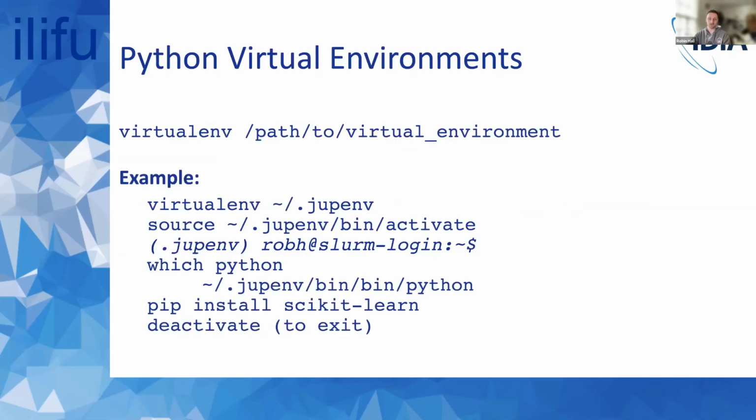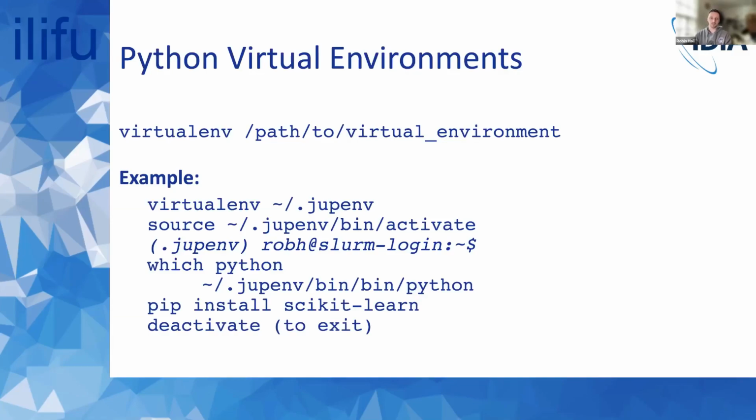So here's an example of creating a virtual environment, which I'm going to continue to use throughout the slides. So virtualenv, the tilde slash denotes that I want to create this in my home directory, and the .jupenv is the name of the virtual environment. Then I use source, and then inside the virtual environment that's been created, we use the bin activate script to activate the virtual environment.